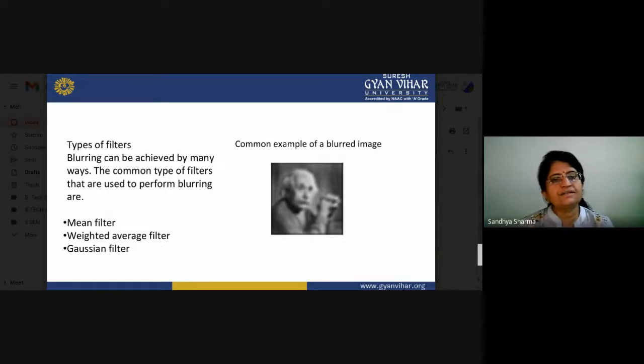Now we will discuss the types of filters. A common example of a blurred image: you can see in this image that it is very blurred. Blurring can be achieved in many ways. The common filters used to perform blurring are the mean filter, the weighted average filter, and the Gaussian filter.